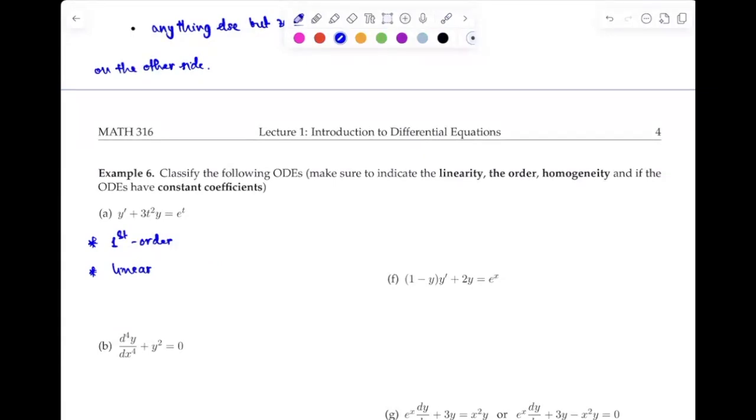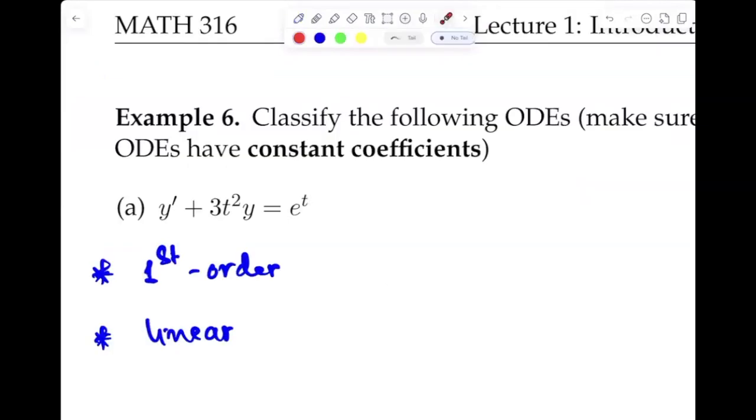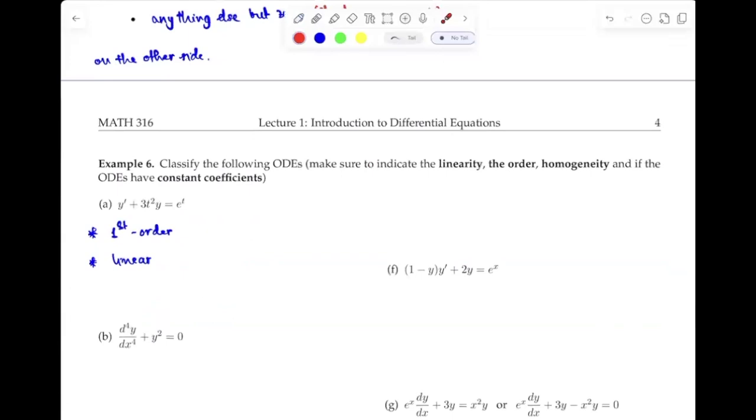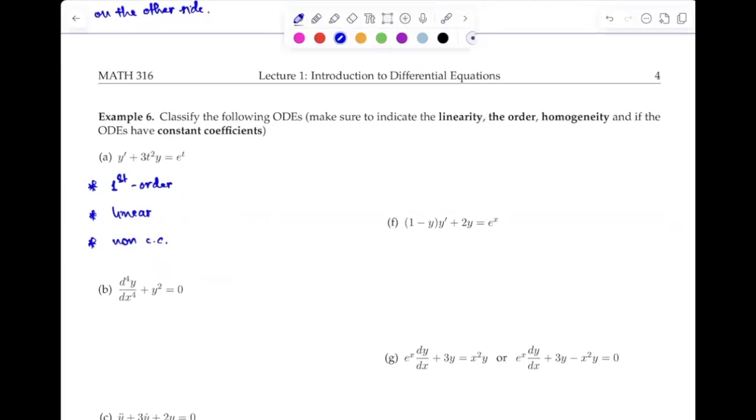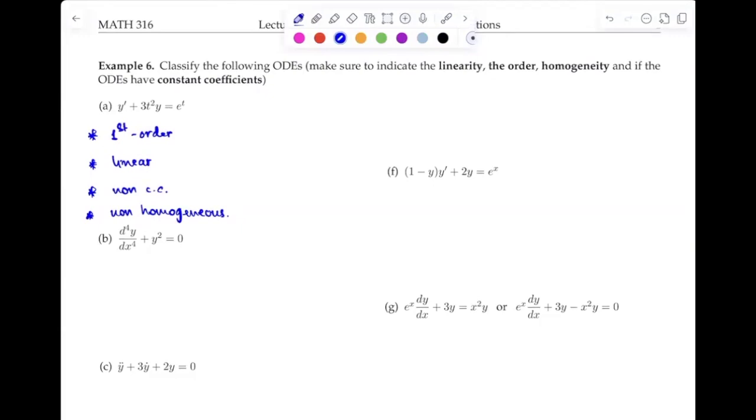Now, is this with constant coefficients or with non-constant coefficients? Non-constant. Non-constant coefficients. That's the answer. Because even though, yes, the derivative is multiplied with 1, which is constant, the y is actually multiplied with 3 times t squared, and that part is non-constant. Because of that, you classify this as non-constant coefficients. CC means constant coefficients. The last one, is this homogeneous or non-homogeneous? Non-homogeneous. Non-homogeneous.